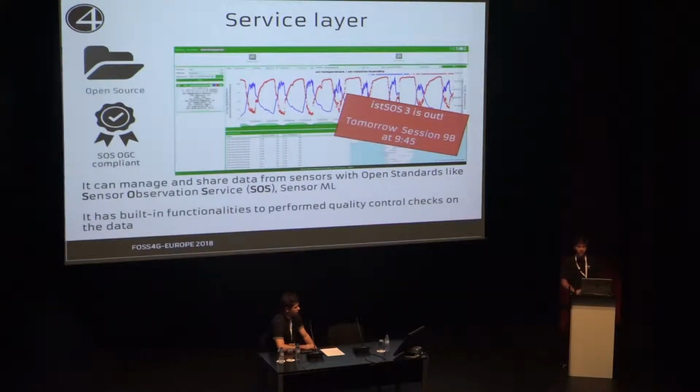And now there is the service layer. We are using istSOS because it's open source. It's currently used to manage the hydrometeorological data of the Canton Ticino, and also because it's SOS OGC compliant. But I would like to invite you to the presentation of tomorrow because we have some news. istSOS 3 is out, and so if you want to know more about this software, you can go to this presentation.